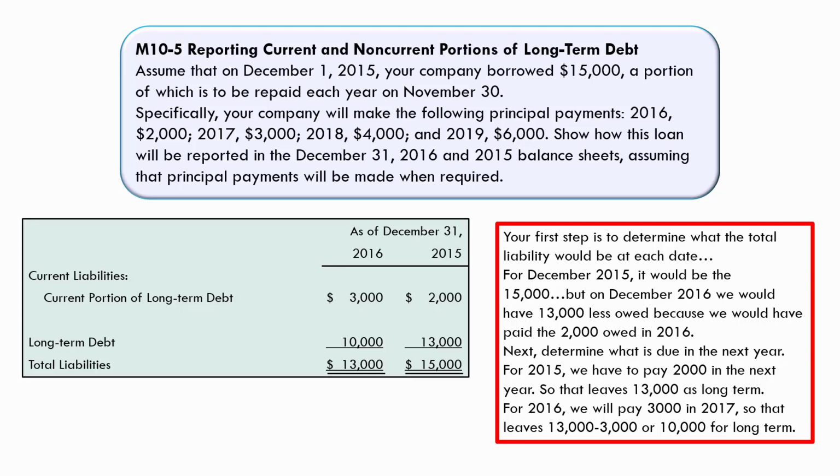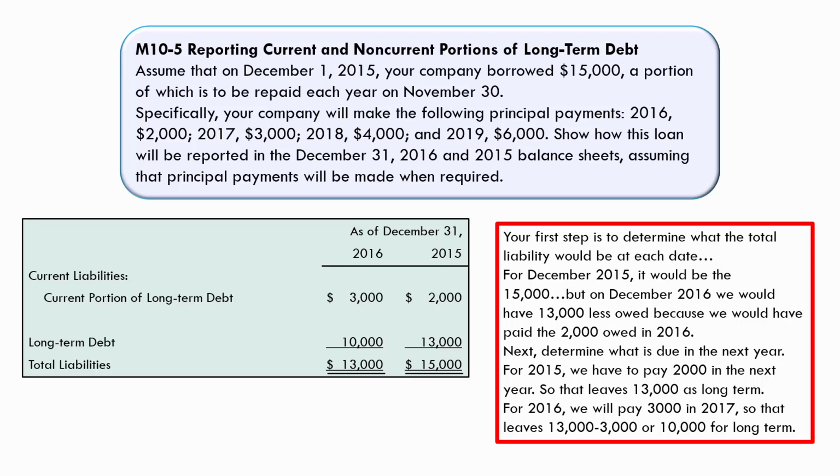Now if we assume that we made this payment on November 30th, 2016, then on our December 31st, 2016 financial statement, after making the $2,000 payment, our total debt associated with this long-term debt is going to be $13,000. The $3,000 is what we're going to have to pay in November of 2017, which is clearly within a year of December 31st of 2016. So the $3,000 is going to be the current portion of long-term debt.